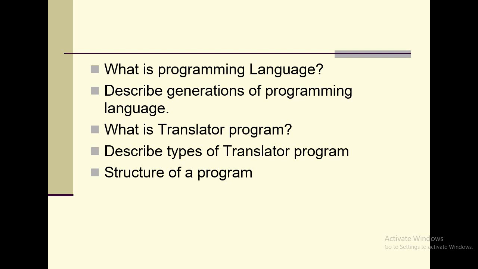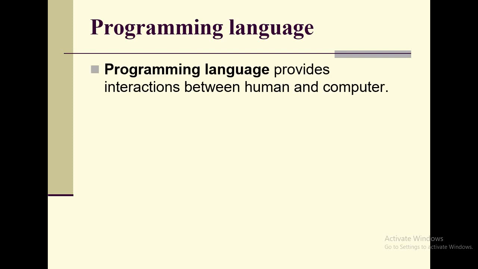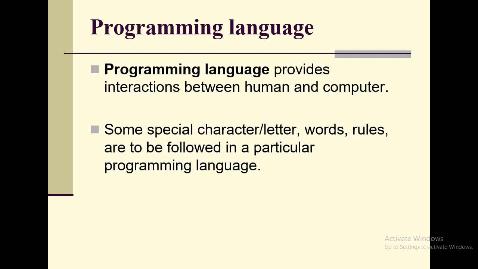Okay, first of all, we will start from programming language. A programming language is what we use to compose a program, and there are some special characters, letters, words, and rules that are followed in a particular programming language. A program is written to make the computer work for you. So a programming language provides the interaction and communication between human and computer.